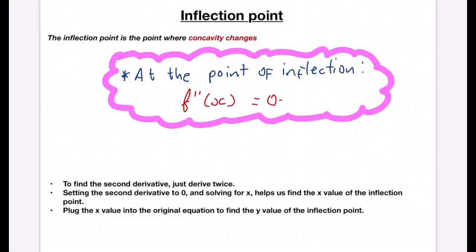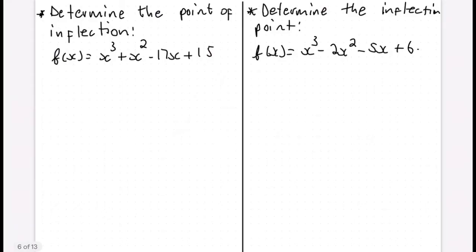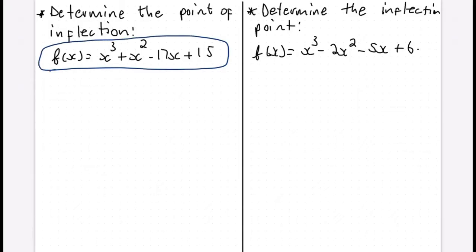Let's look at some examples together. So let's look at an example here, matriculants. This one says determine the point of inflection if you're given that f of x is x cubed plus x squared minus 17x plus 15. That's an equation of a cubic graph. Like I said, we're going to find the second derivative by deriving twice.